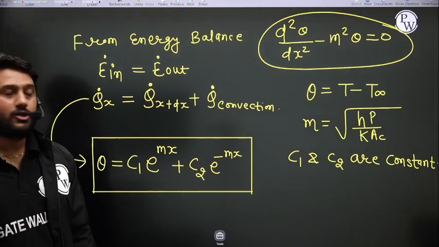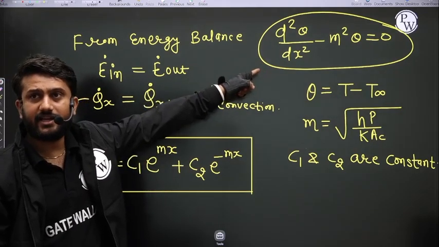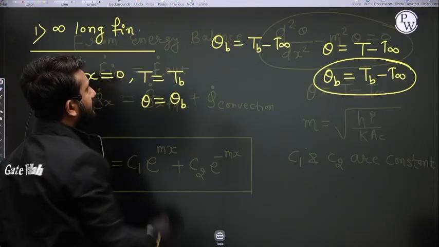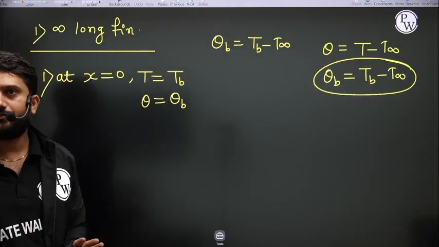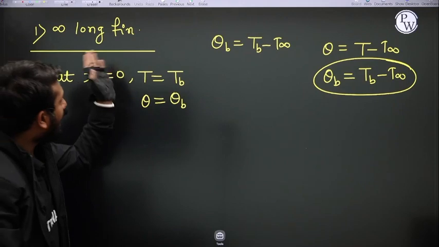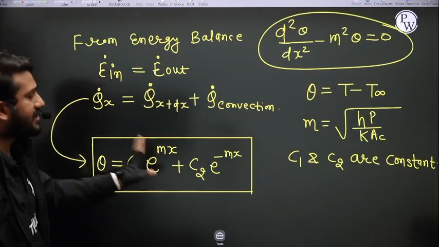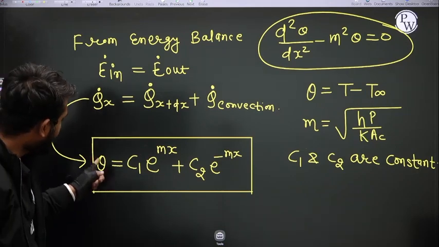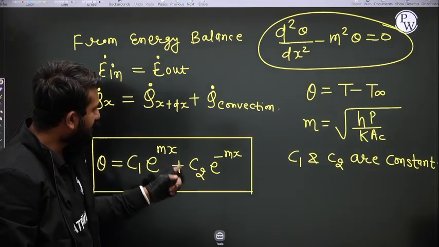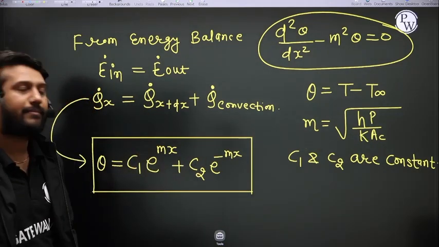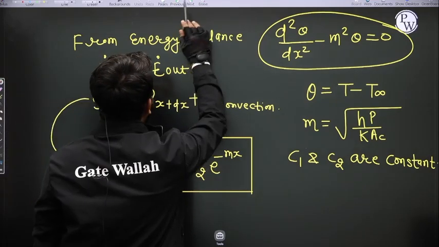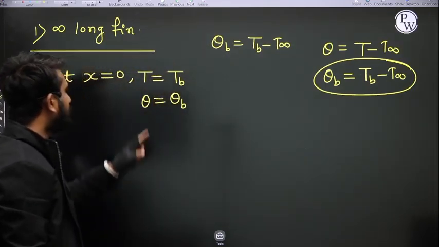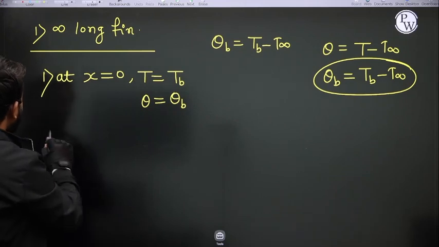Is it clear? So this governing equation is the same for an infinitely long fin also, and the solution of the governing equation is also the same. So theta is equal to C1 e to the power mx plus C2 e to the power minus mx. Now, two boundary conditions are required. This is the first boundary condition. What is the second boundary condition?